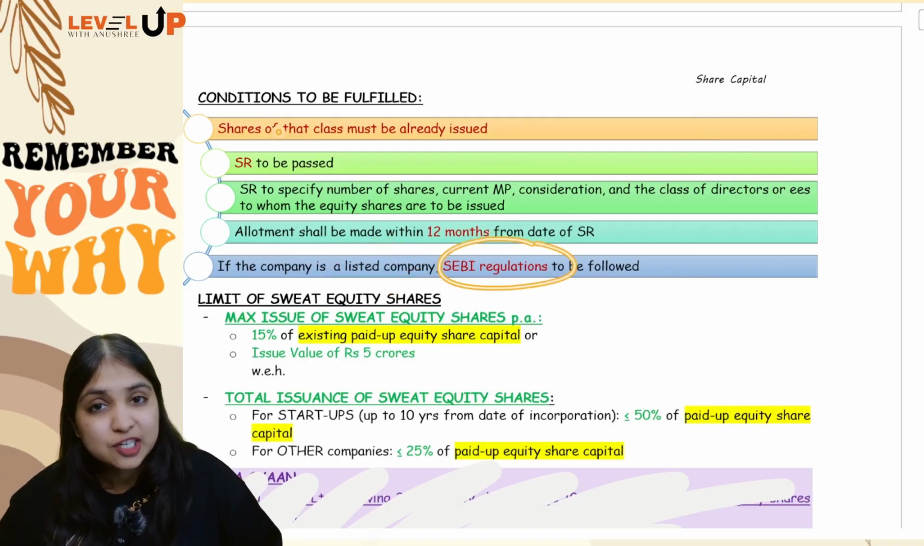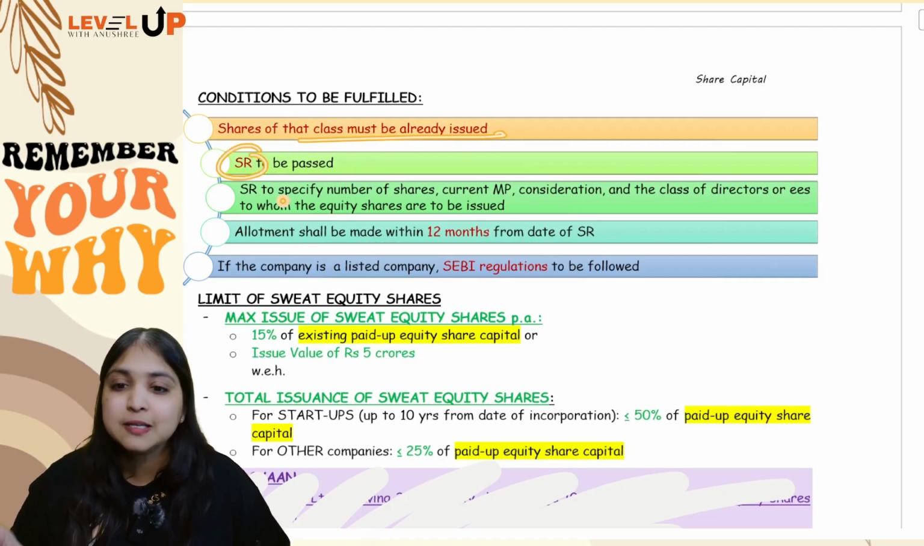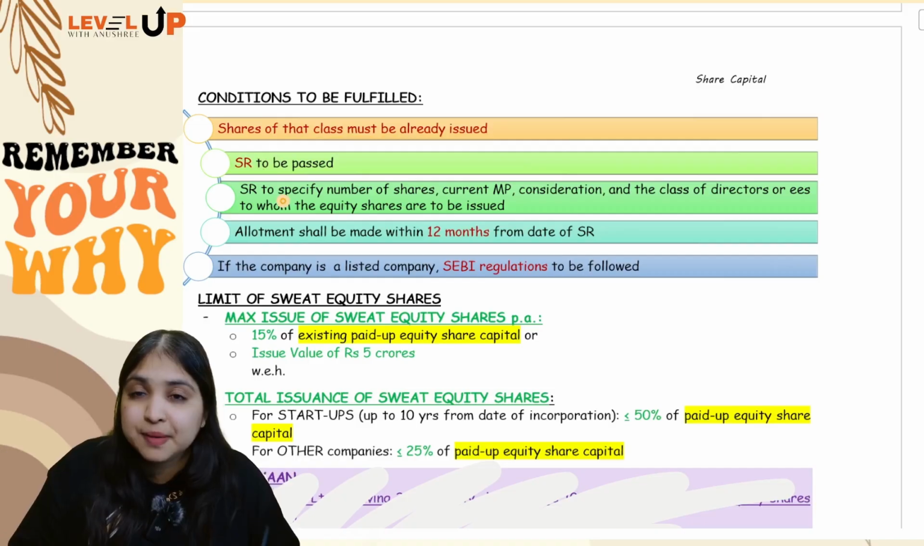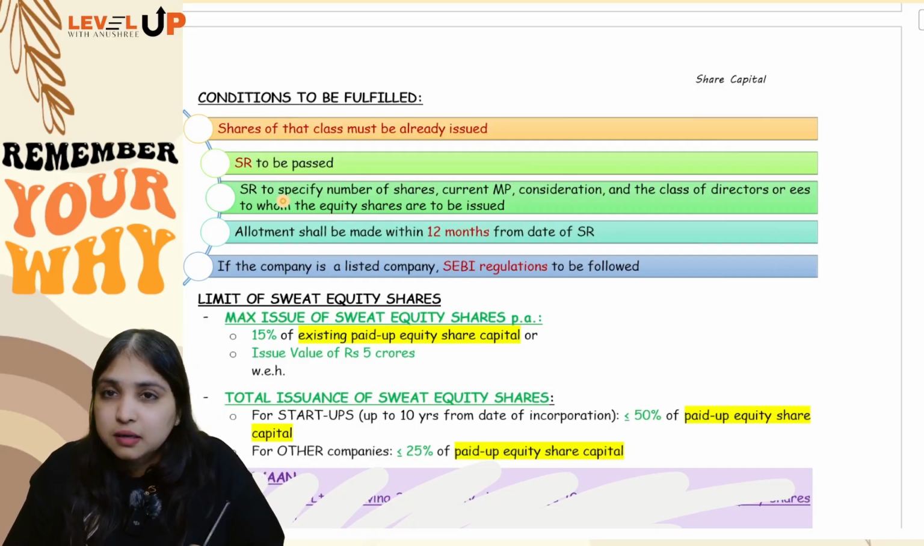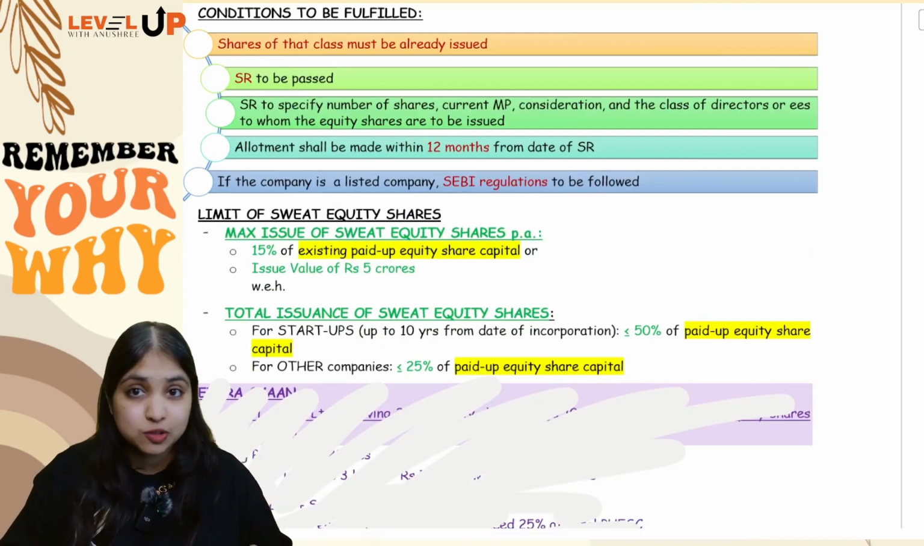Okay, so sweat equity shares should be of a class which is already existing. Prior special resolution has to be passed. Then the special resolution will have a validity period of 12 months. Within the 12 months period, the sweat equity shares should be allotted. And if the company is a listed company, SEBI regulations also have to be followed.